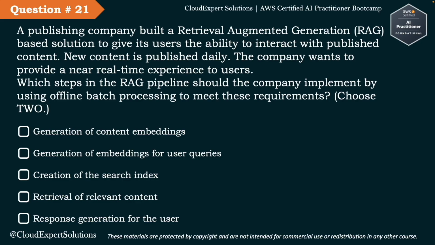Let's start with option number 1, generation of content embedding. Embedding for published content can be generated in offline batch mode because the content changes daily, not per user query. So pre-computing embedding will ensure fast retrieval during the real-time interaction. That is why this is a potential correct option. Let's park it and review the remaining options.